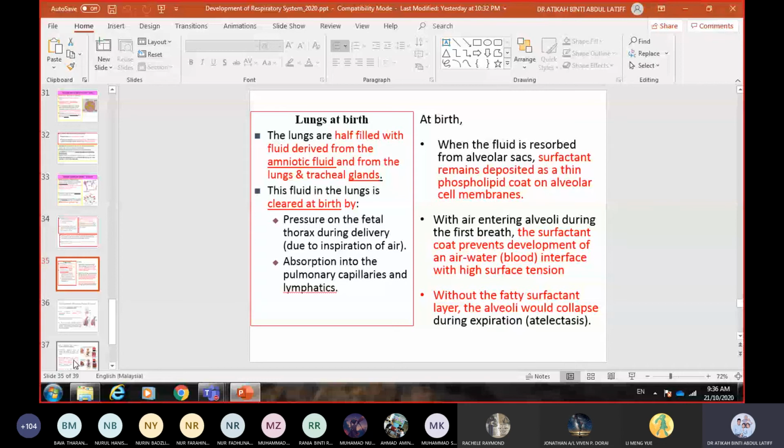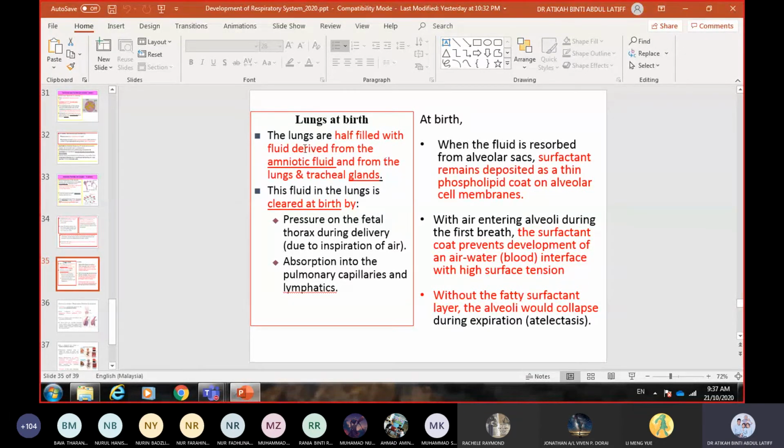So just a bit on the lungs at birth. This is a very important process. That's why when an OB-GYN or a pediatrician is in the labor room, they want to hear the first cry of the baby, because that means that the lungs have been filled with air.